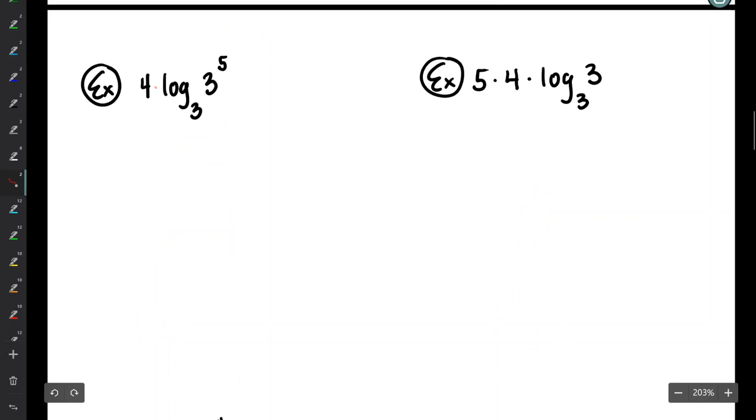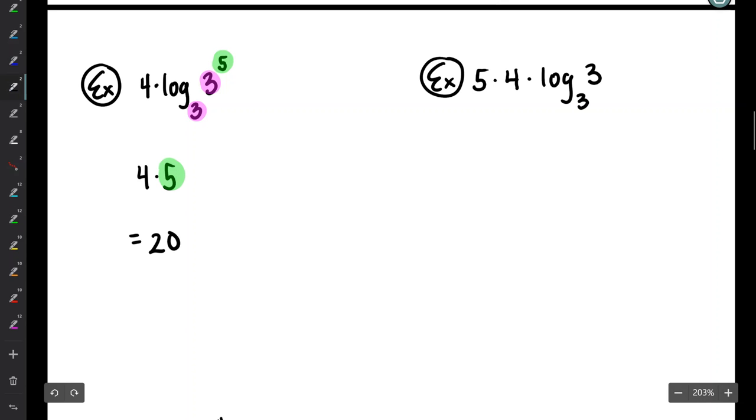All right, 4 times log base 3 of 3 to the 5th. Well, I could go ahead and bring that 4 up and have 5 times 4 is 20. But I'm going to go ahead and simplify log base 3 of 3 to the 5th first. I'm not going to use the property. Log base 3 of 3 to the 5th. Well, log base 3 takes in powers of 3 and spits out the exponent. That's just 4 times 5, which is equal to 20. And done.